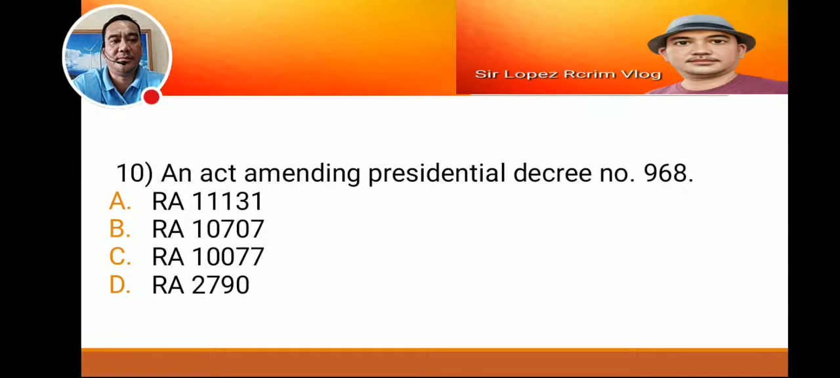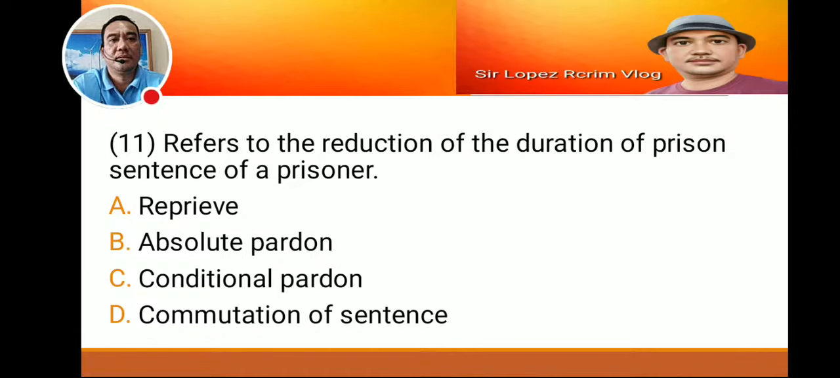Number 11, refers to the reduction of the duration of prison sentence of a prisoner. Letter A, reprieve. Letter B, absolute pardon. Letter C, conditional pardon. Or letter D, commutation of sentence.